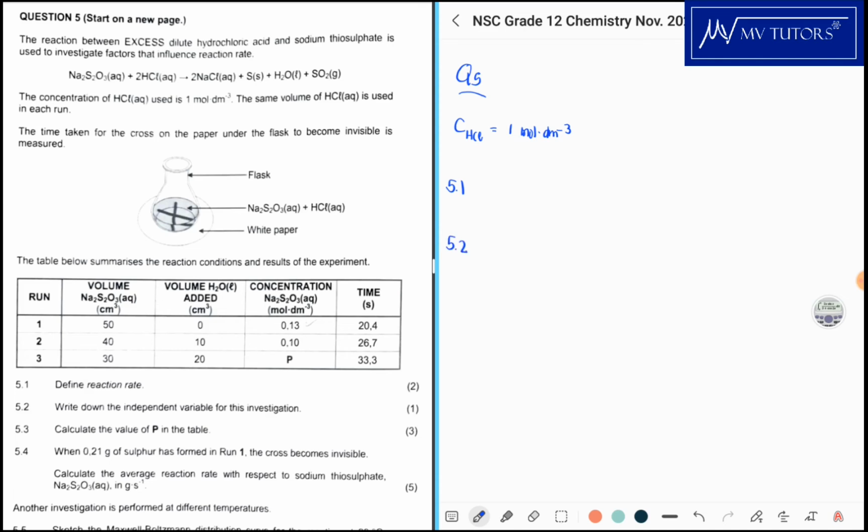And then it says, write down the independent variable for this investigation. I already told you our dependent variable will be time, or 1 over time. So what is it that we are changing that eventually gives us the time? We are actually changing the concentration. Remember, concentration is one of the factors that influence the reaction rate. We see from the table that as the concentration is reduced due to the addition of water, or due to diluting, the time increases. So the independent variable in this case would be concentration.